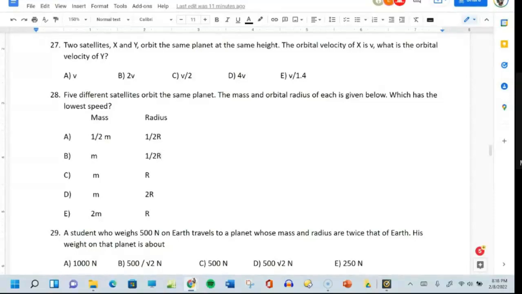That's why Mercury, the closest planet, has the smaller orbital radius. So that's what determines its speed. If two satellites have the same orbital radius, same height, they have the same V. You really need to know that one. That's a really key concept, one of the more important concepts.